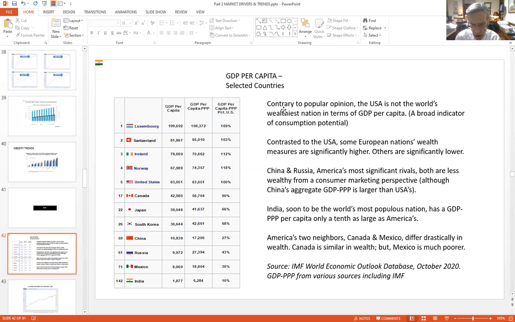So Switzerland, we see if we don't make the conversion, it's a lot higher than the US, but once we make the conversion, it's about the same as the US. Rather interesting, Ireland and Norway enjoy higher GDP per capita on a purchasing power parity basis than the US. Not a lot, but enough to make a difference. So contrary to popular opinion, the US isn't the world's wealthiest nation in terms of GDP per capita.